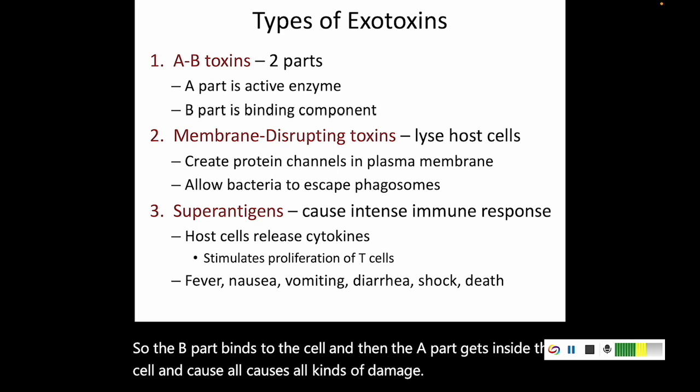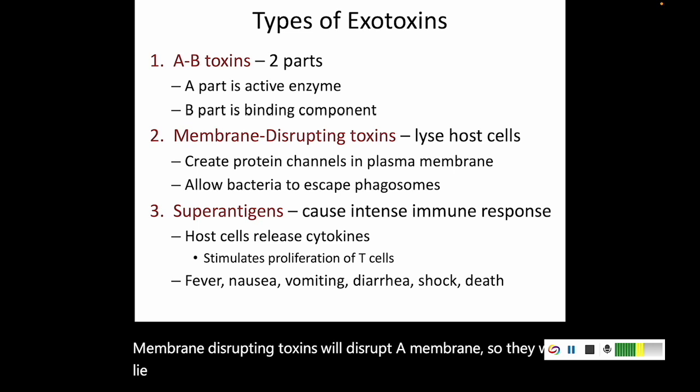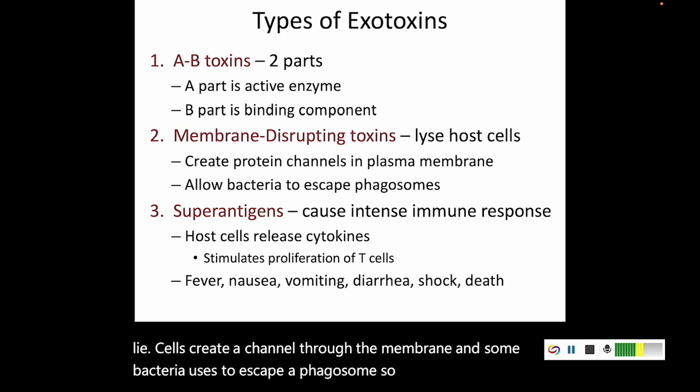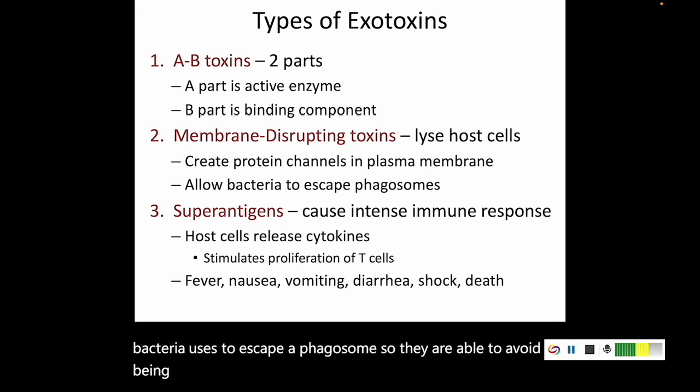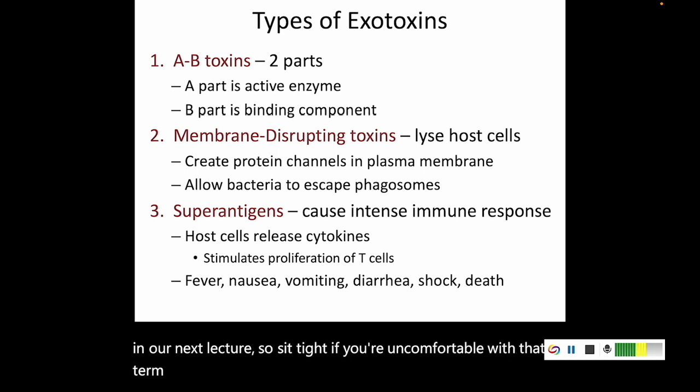Membrane disrupting toxins will disrupt a membrane. So they will lyse cells, create a channel through the membrane. Some bacteria use this to escape a phagosome, so they are able to avoid being phagocytosed. We'll come back and talk about phagosomes in our next lecture, so sit tight if you're uncomfortable with that term. But it allows bacteria to escape being phagocytosed.